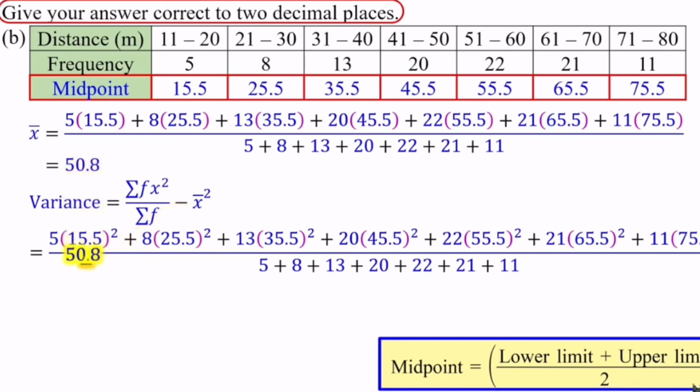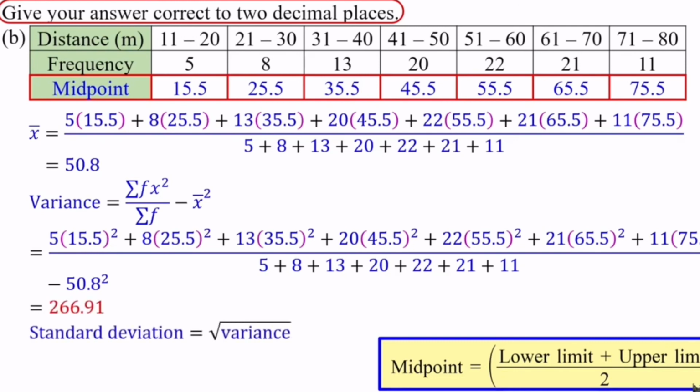So we have to minus the mean square, minus 50.8 square, right? Every time when we do variance, we need to be very, very careful. And remember that it's frequency only times the midpoint square. Don't square the frequency, okay? So the variance is 266.91. This is the answer for variance, 266.91.